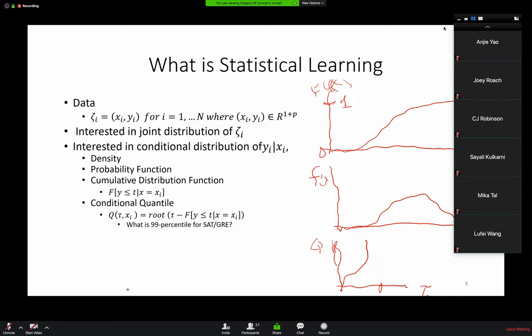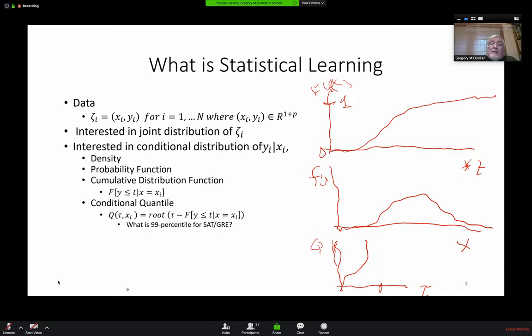Okay, what is a quantile? It says, what's the 99th percentile for the SATs or the GREs? You know, you got a 799. What percentile was that? That's all a quantile is telling you. So you say, what's the 99th percentile? And then conditional on X, I could say, for women, what is the 99th percentile in math? And there would be some number. And that's what quantiles tell you.